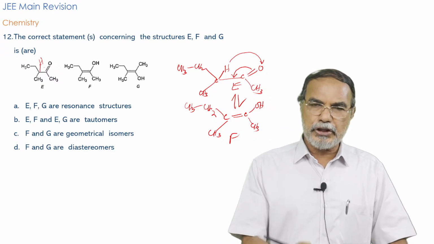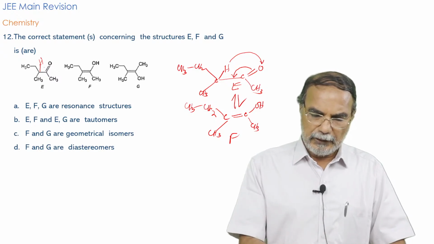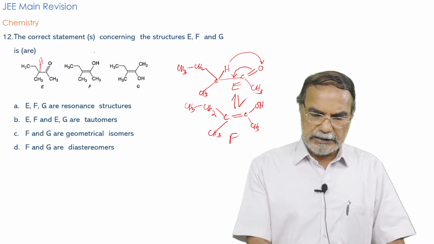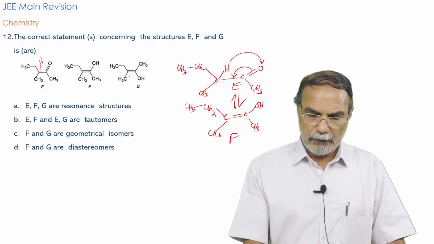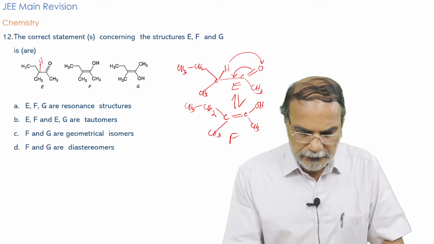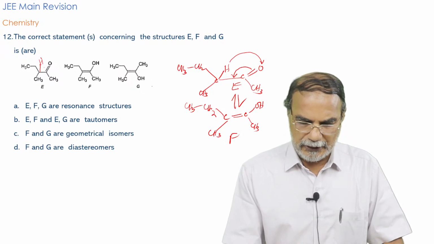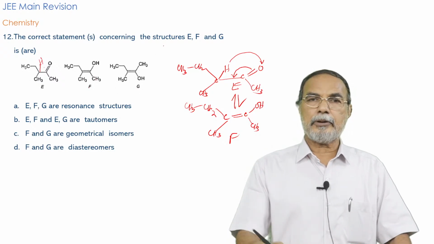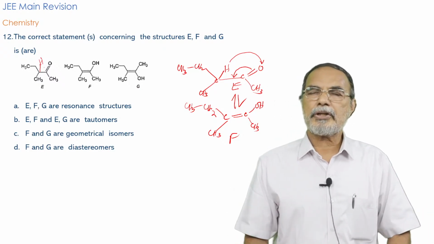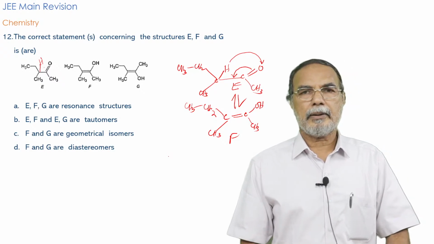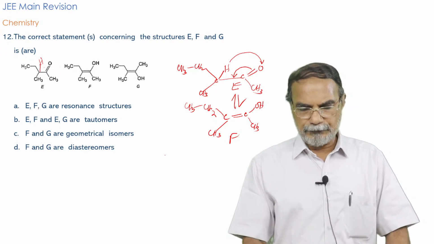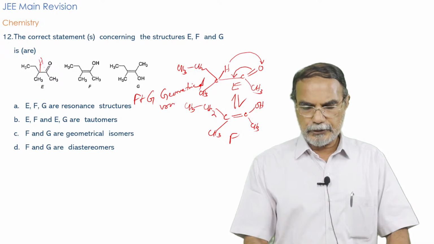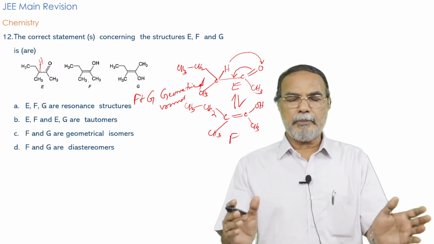Now what is the structure G? Look at the structure G carefully. Look at F and then look at G. What is the difference? In the structure F, the ethyl group and OH are on the same side. In the structure G, the ethyl group and the OH group are on opposite sides. In the structure F, the two methyl groups are on the same side, whereas in the structure G, the two methyl groups are on opposite sides. And what is the situation? F and G are geometrical isomers. F and G are related as geometrical isomers.